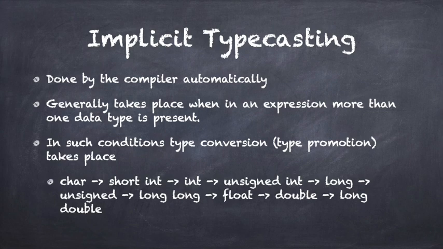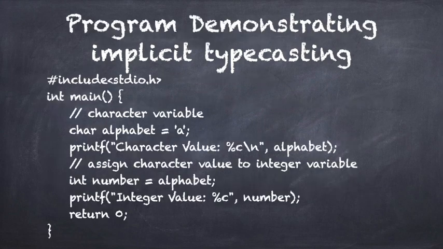For example, char gets converted into short, may get converted into int, may get converted into unsigned int, float may get converted into double, and so on and so forth. This is a small example of how implicit typecasting works. See, here we have got the alphabet A being stored in the variable called alphabet. When we try to print this value as a character, we get to see that the variable has got the value A.